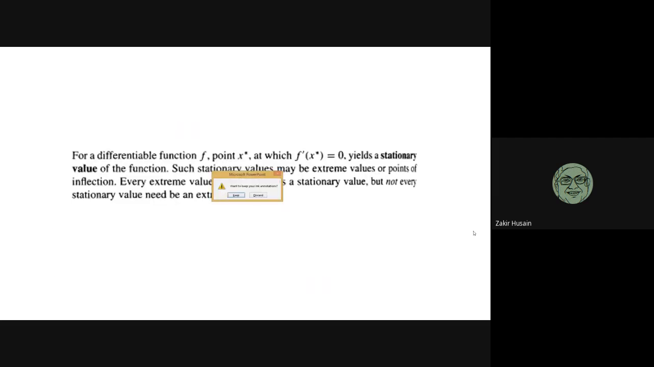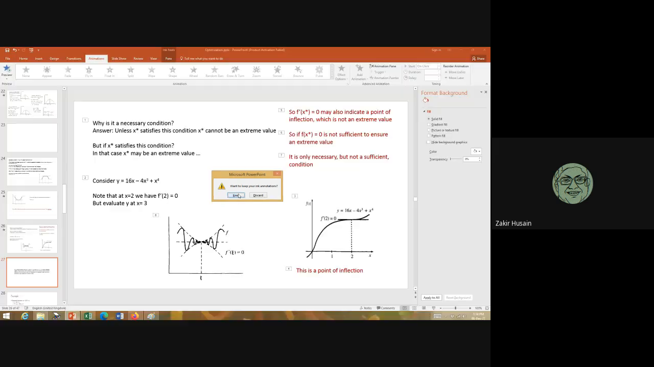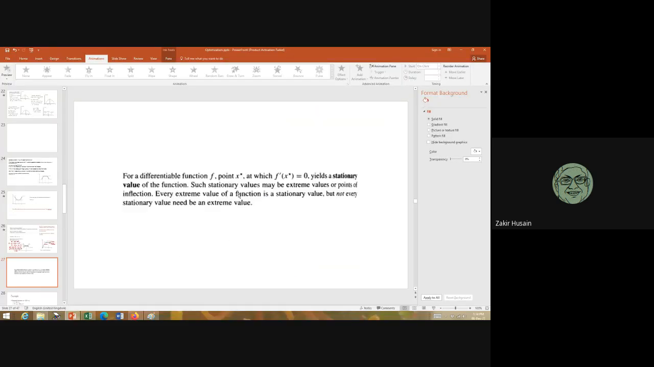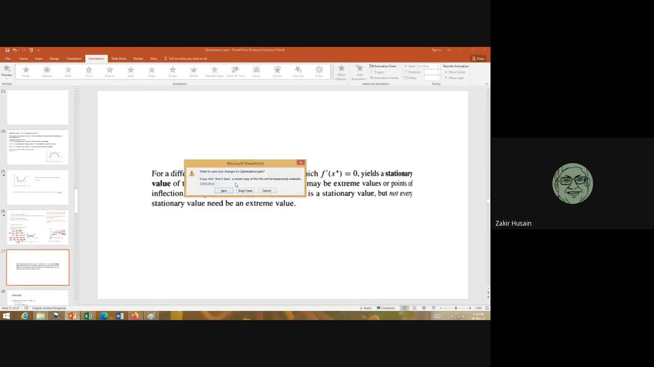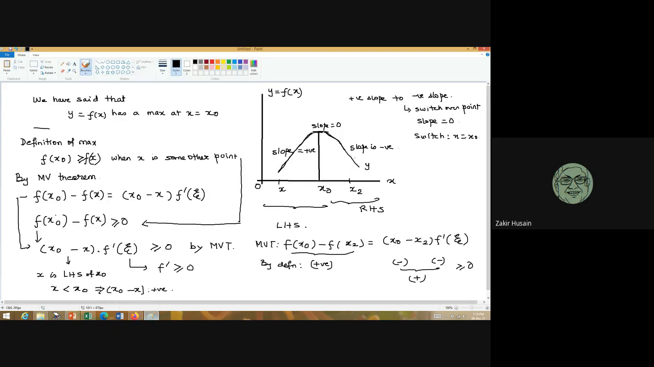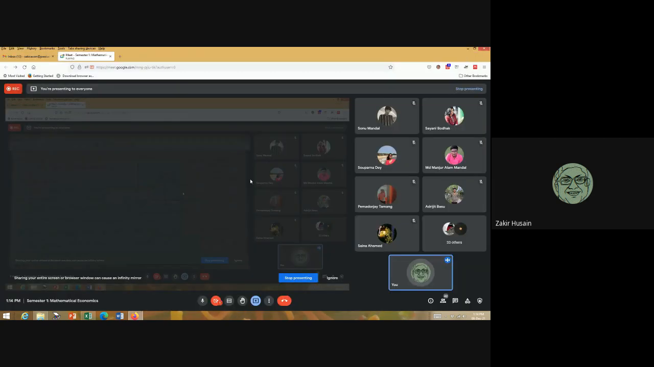Okay, so I'll stop at this point, and in the next class, I'll try to discuss that we thought that we had found the condition for maximization or minimization, but we found that there are some problems over here. So how do we address these problems?